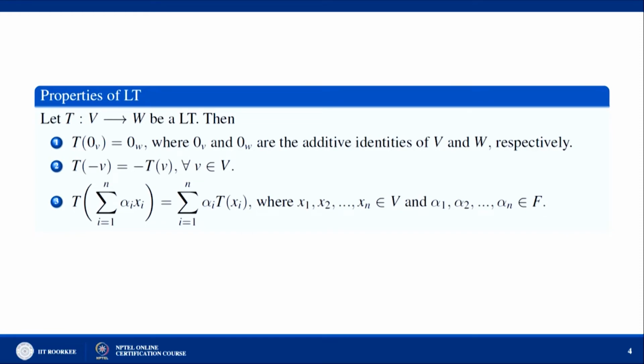The first property is, if we consider a linear map from V to W, where V and W are vector spaces over the field F, then T of 0 of V, where 0 of V means the additive identity of V, always maps to the additive identity of W. Now, it is very easy to show.